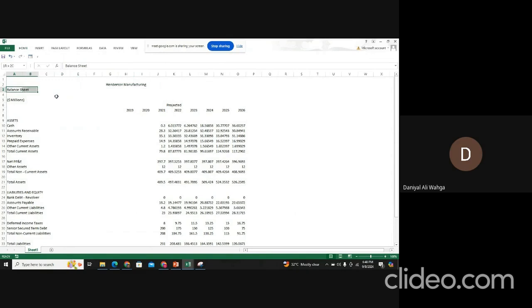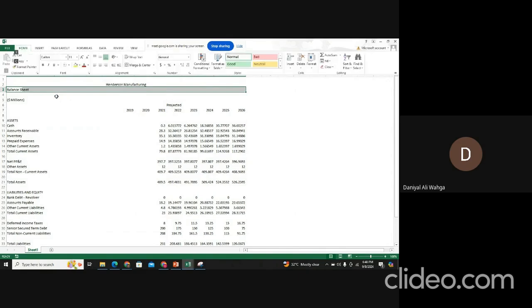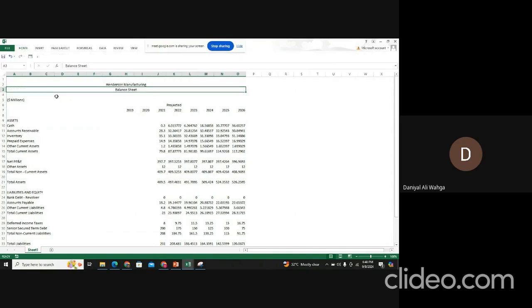Similarly for the balance sheet, I can do it. Alt H M C.